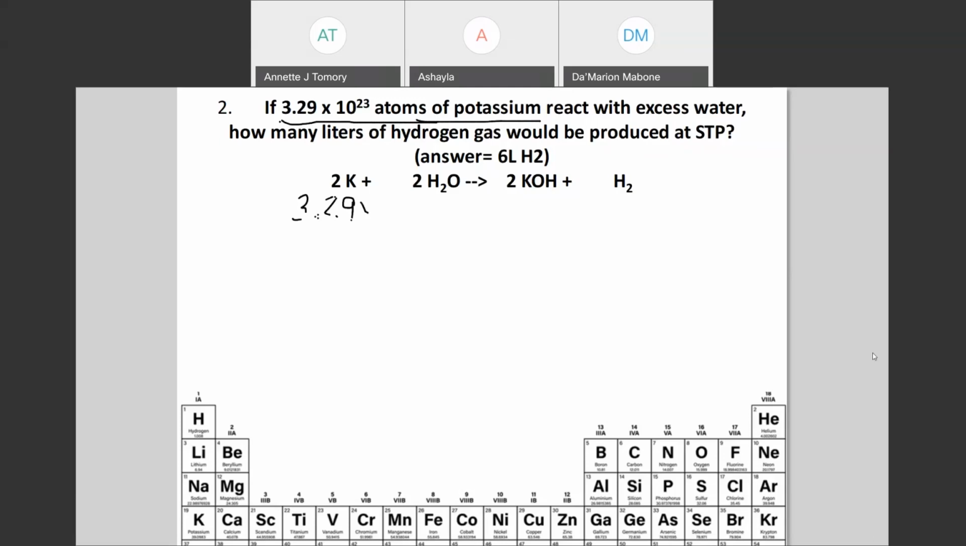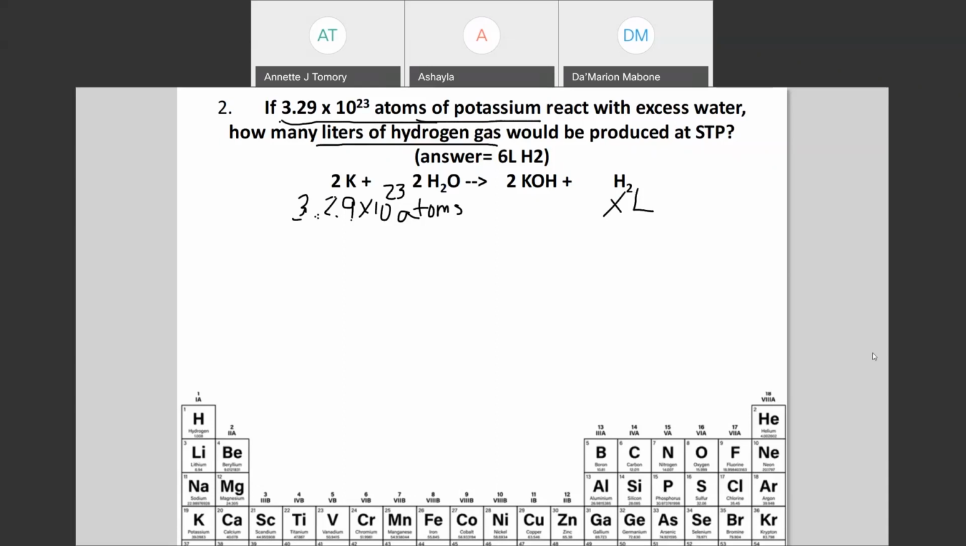3.29 times 10 to the 23rd. I have to do it slow because otherwise it doesn't register on my iPad. All right, so 3.29 times 10 to the 23rd atoms of potassium. I put that underneath potassium. What are they asking for? This is what the question is actually asking. Hydrogen gas, and we're looking for the unit liters.